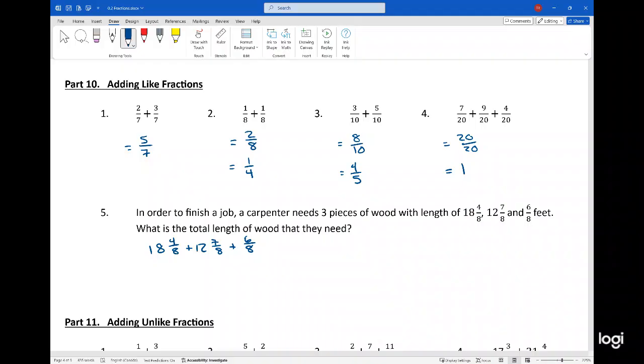Okay, now we have to go through and rewrite those mixed fractions as improper fractions. Sorry, mixed is improper. So 18 times 8 plus 4 is 148/8.